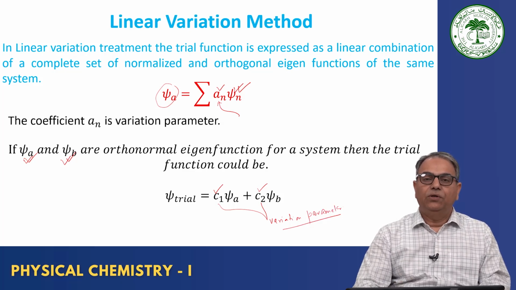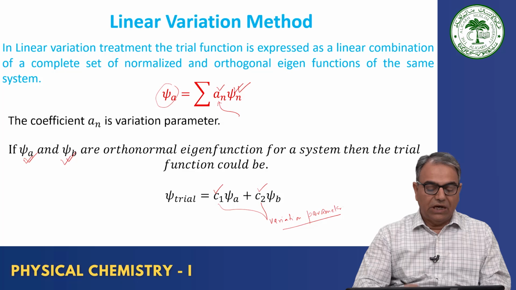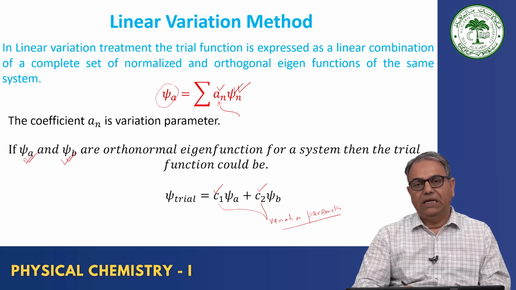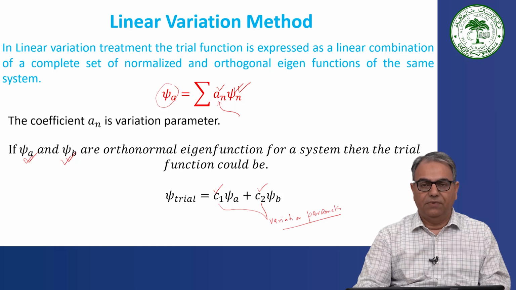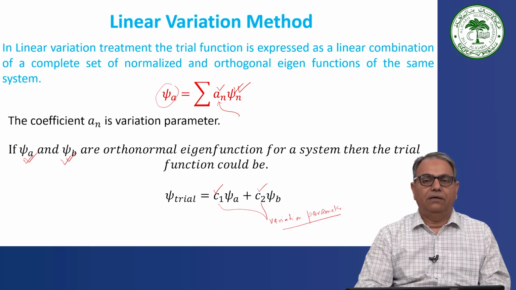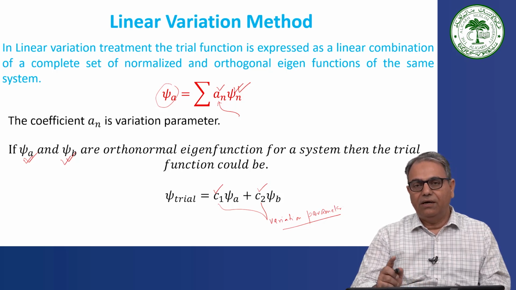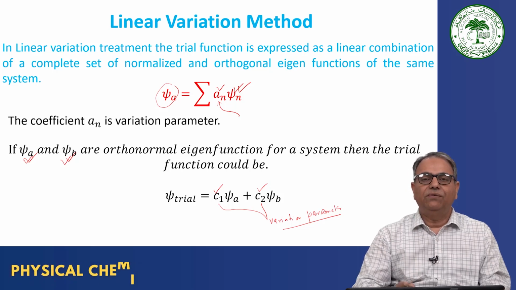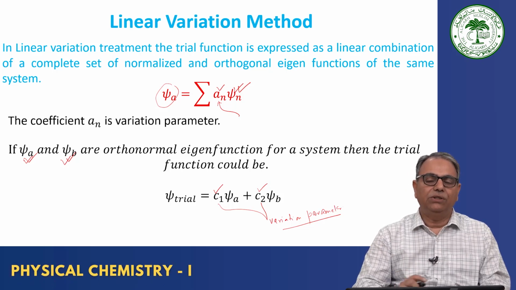Which will tell you, these coefficients will tell you how much is the contribution from psi a and how much is the contribution from psi b to the actual system. Now if you have a trial function, then what is the rule? Use the Rayleigh ratio, find the expectation value, which is also a function of the variation parameter, then you differentiate with the variation parameter and equate it to 0.